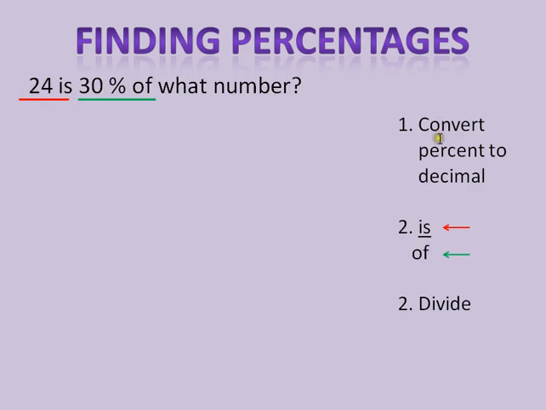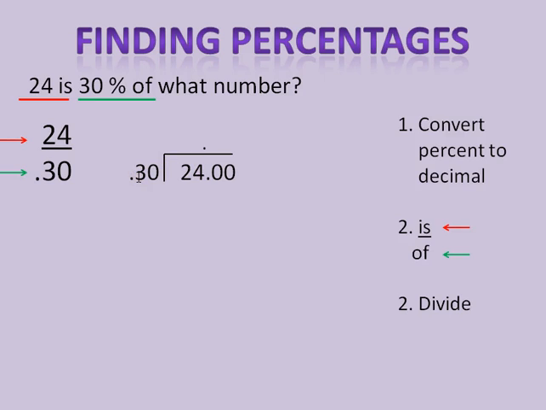Now, the first thing we're going to do is convert the percent to a decimal, and then we're going to do our is over of. So we're going to make a little fraction right here, is over of. Now 30% is 30 hundredths or 0.30. Remember, we moved the decimal over 2 places to the left, and we set up this fraction. Now when we have a fraction like this, we know that fraction is just a division problem. Okay, so we're going to set up our fraction, our division problem this way: 24 divided by 0.30.